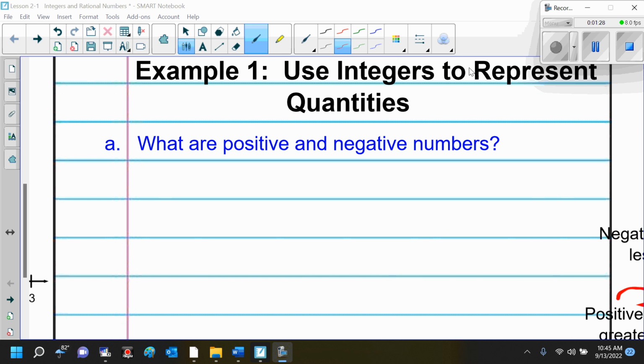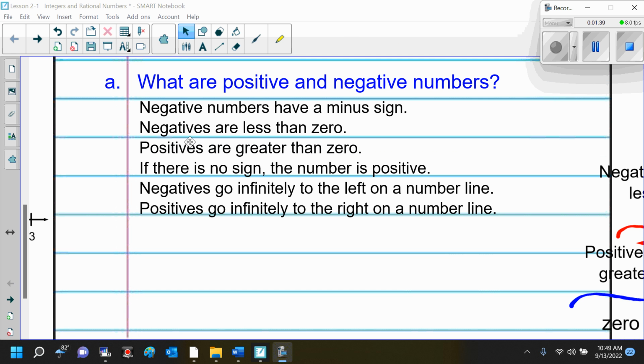So example 1 is use integers to represent quantities. So first question I have for you is, what are positive and negative numbers? All right, so this is what you said. You said negative numbers have a minus sign in front. Negatives are less than 0. Positives are greater than 0. If there is no sign, the number is positive. Negatives go infinitely to the left on a number line, and positives go infinitely to the right on a number line. Very good. Now, what does this look like?